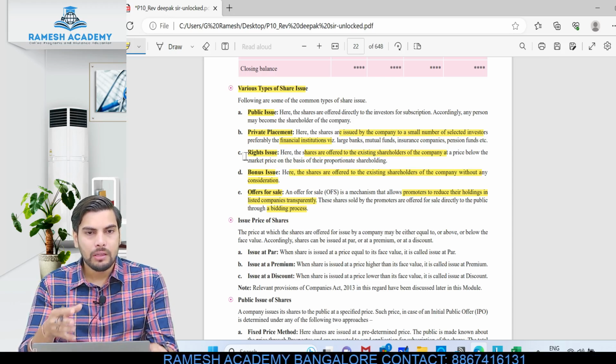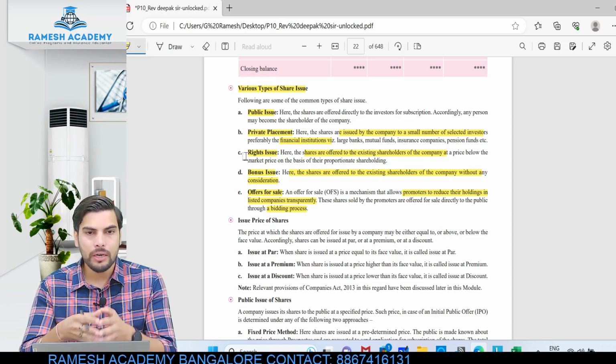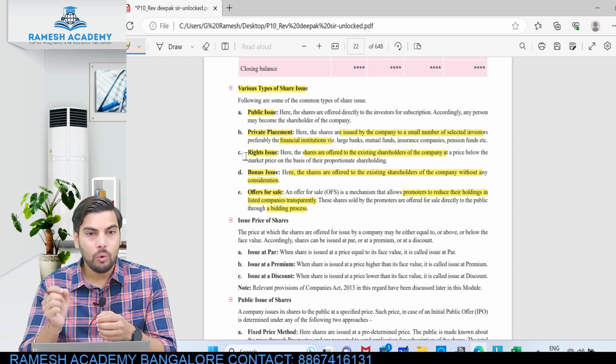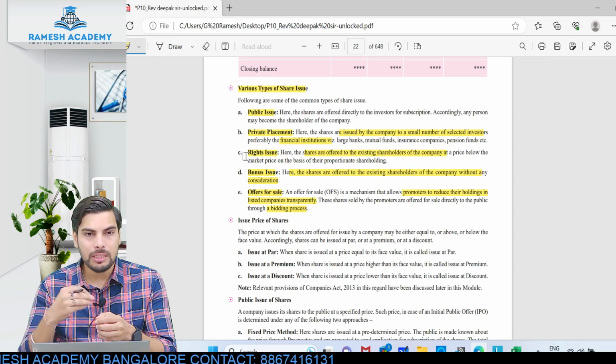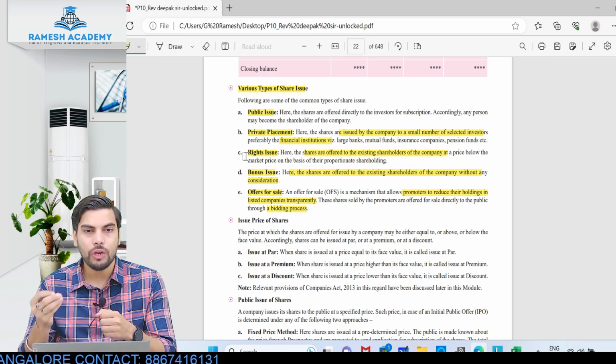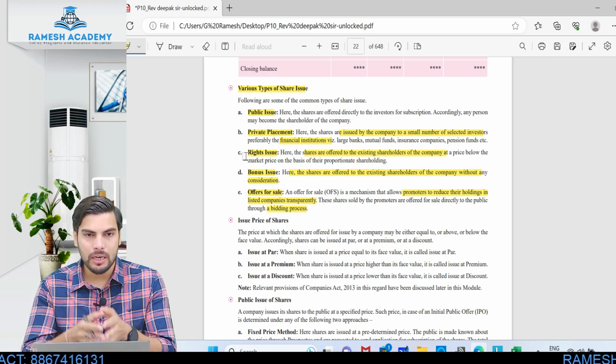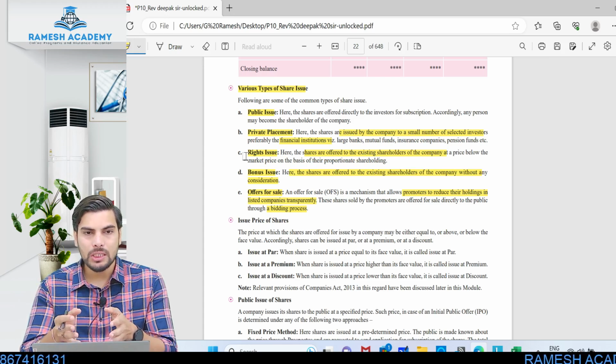Then the bonus share. Now what happens in case of bonus shares? In case of bonus shares, the company will be issuing shares to the existing shareholders, but the only thing is the company will not be receiving any sort of consideration from them. Bonus shares are issued free of cost. It is not issued to the public. Always remember, it is issued to the existing shareholders. Whether it is rights issue or bonus shares, both these shares are offered to the existing shareholders.